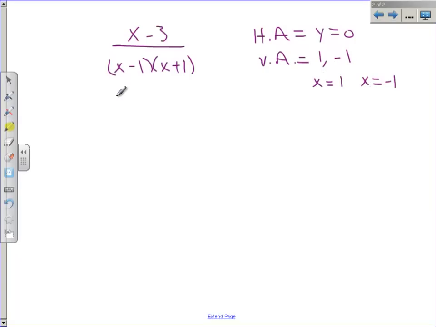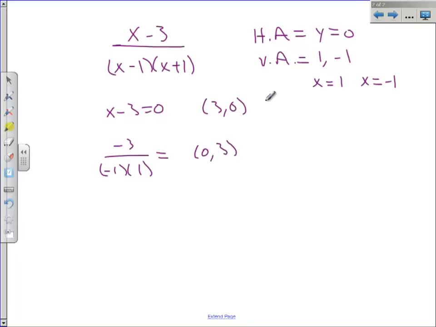What about our zeros, our x-intercepts? The x-intercept, you always set the top equal to 0, so I have an x-intercept of 3. And the y-intercept is if you replace all of your x's with 0. So I would get a -3 over a -1 times a +1, and I would get a +3. So there's my x-intercept. I've got my y-intercept. I've got a horizontal asymptote, a vertical asymptote, two of them. And so let's take a look at our graph here.